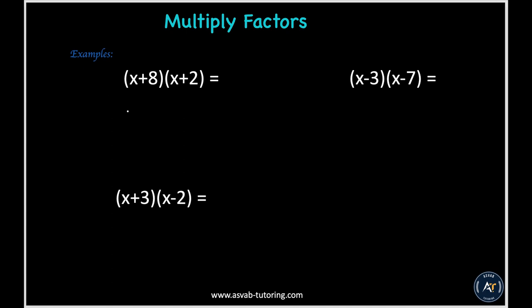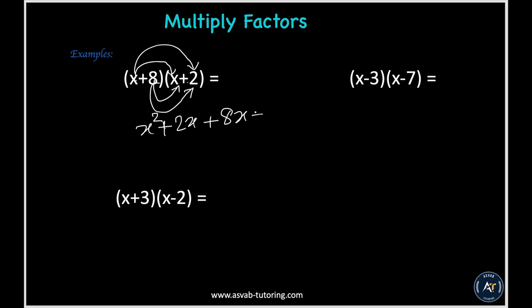In this section, we'll learn how to multiply factors. If you want to multiply factors, you have learned the FOIL method in school. Let me just draw how that works. You need to multiply this with that, and then this with that, this with that, this with that, right? So x times x is x squared. x times 2 equals 2x. Plus 8 times x is 8x plus 8 times 2 is 16, right?